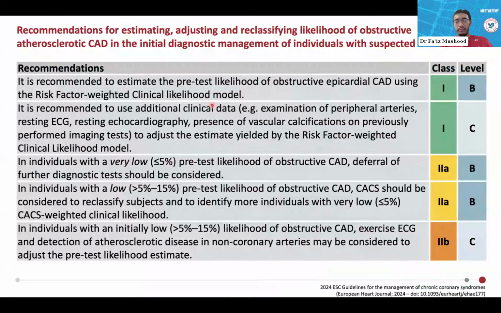So for this case, ESC also shares in their guidelines, this is the latest one as well, 2024. For symptomatic patients that we suspect CCS or CAD, we can use this RFCL model, the risk factor weighted clinical likelihood model. So it's different. For example, our athlete just now is an asymptomatic healthy individual, so for that kind of individual, we use the SCORE-2 model. For those who have symptoms, we use this risk factor weighted clinical likelihood model, or in short, the RFCL model.